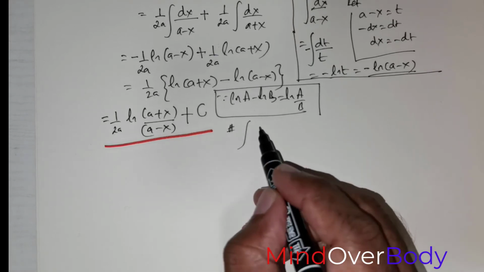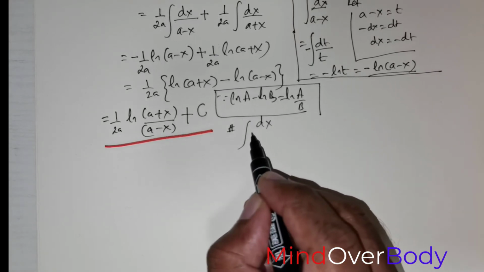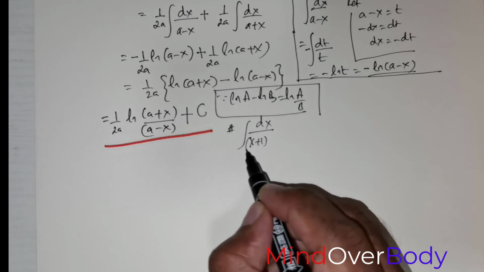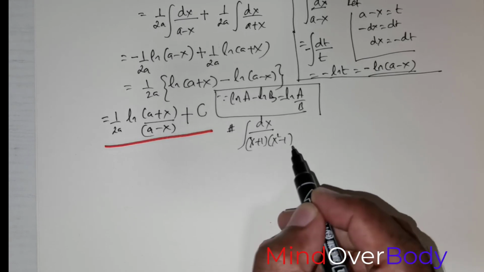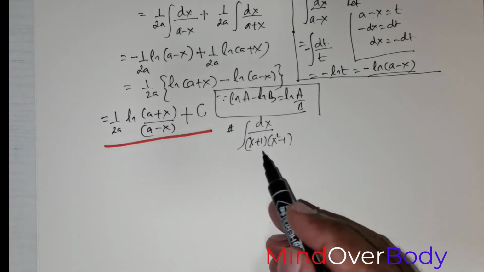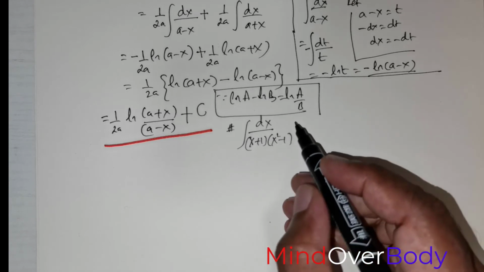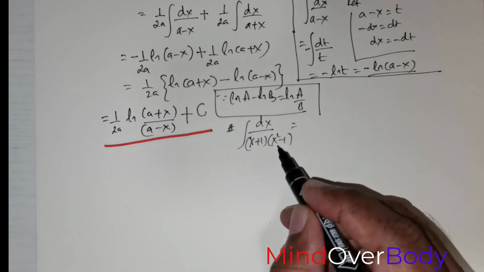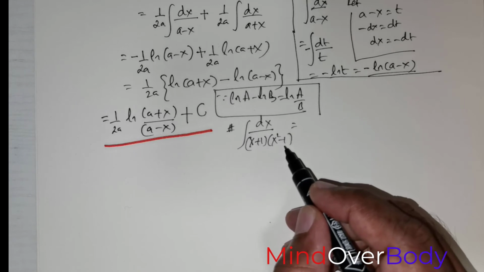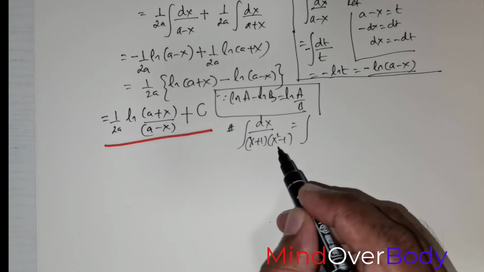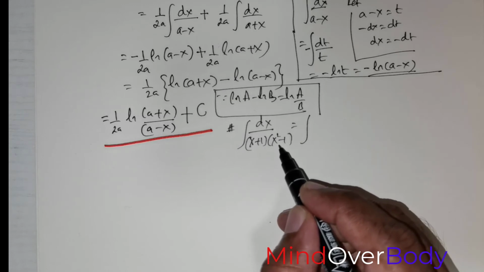Now this is a nice question, and we are expected to integrate the integral of dx over (x + 1) times (x squared - 1). This actually looks a little bit tedious, but it can be simplified. Why can it be simplified? Because the quadratic that we see here is factorizable. That is the catch here, because it is not x squared + 1, it is x squared - 1.